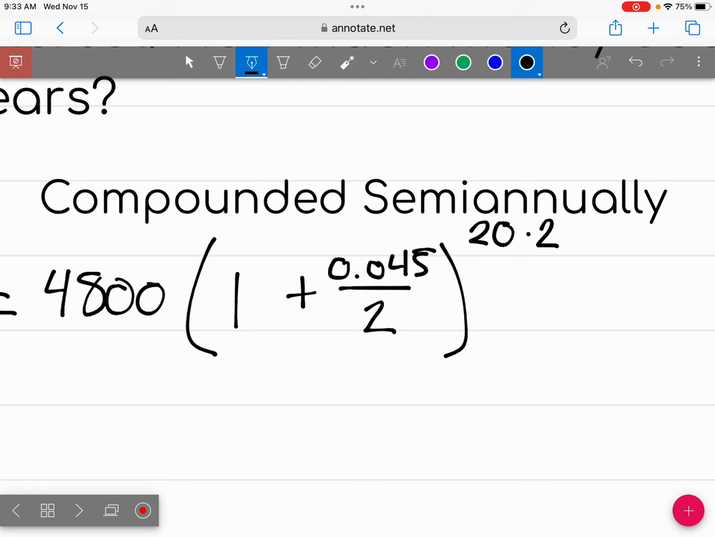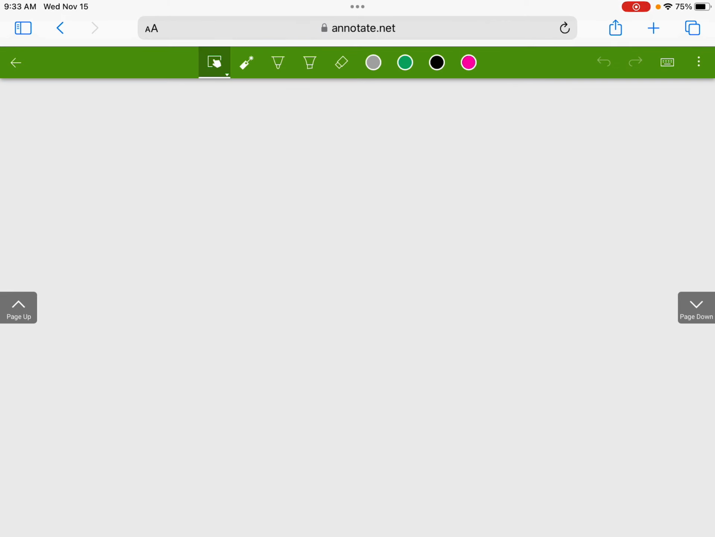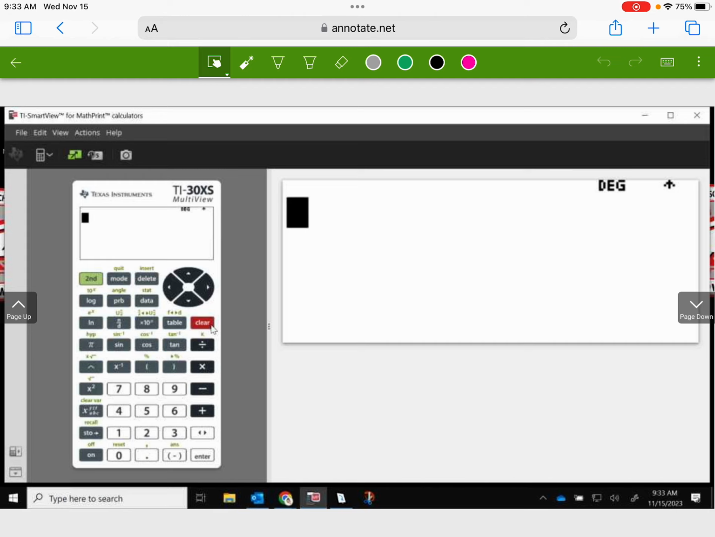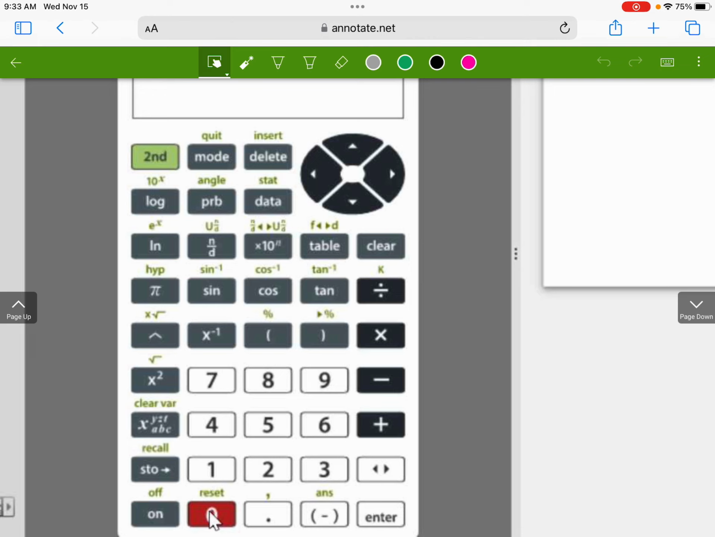So to get our values, we're gonna type these into a calculator. And this is when I love these calculators because we have 4,800 times 1 plus, and again, second column, third button down gives us our fraction, 0.045 over 2. You can put it just like this. Exponent of 2 times 20. You don't have to simplify it. The yellow calculators are super awesome and will do it for you.